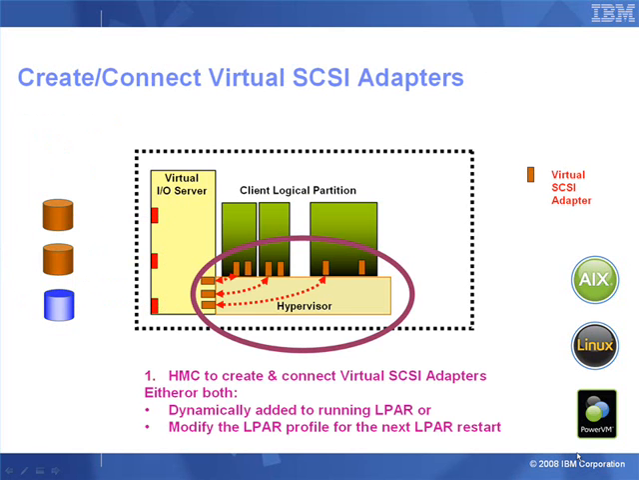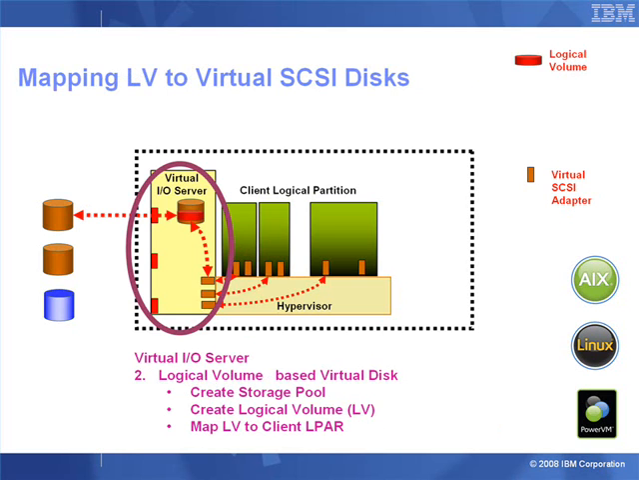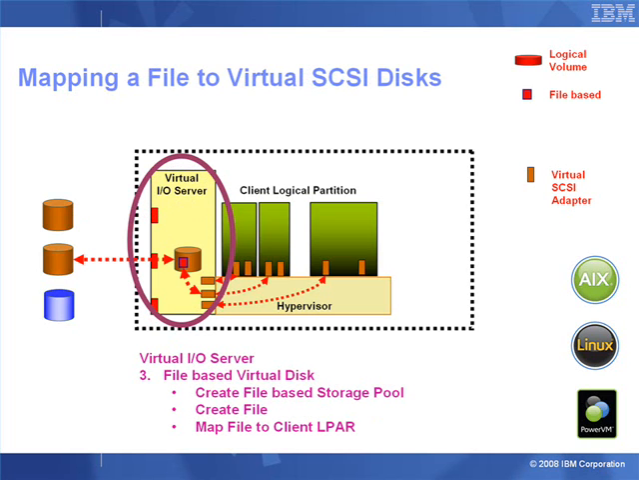First, we have to connect the adapters to both the logical partitions and the virtual I/O server. This can be done dynamically with the logical partitions running. They will be lost if you have to restart the logical partitions, so you also need to modify the profile of the logical partitions. For the logical volume based virtual disk, we get the disk online, create a storage pool, which is like a volume group, then we can create the logical volume in it and then map that to the right SCSI adapter. For the file-based virtual disk, we do much the same things, but we create this time a file-based storage pool, then we create the large file and connect that to the right adapter.